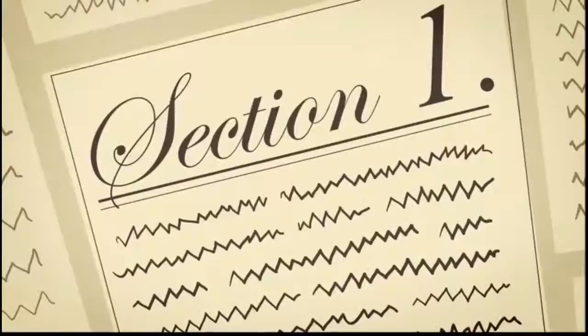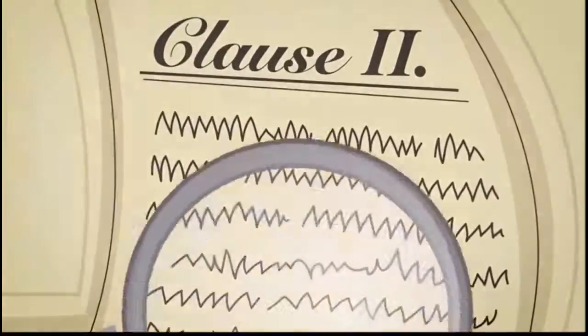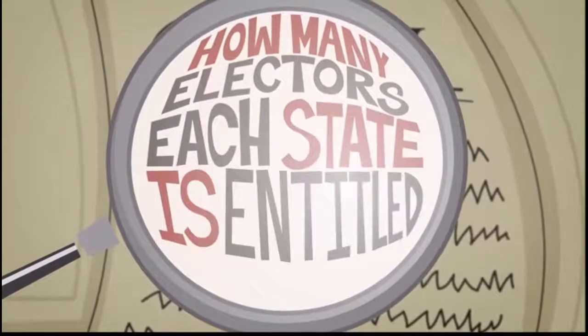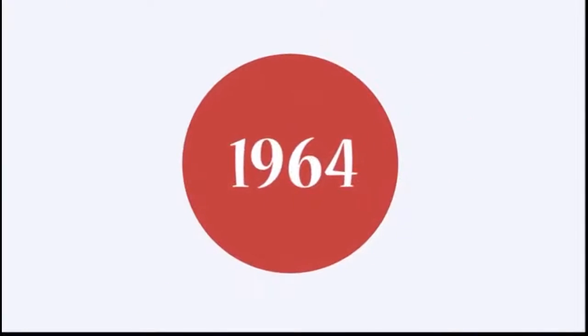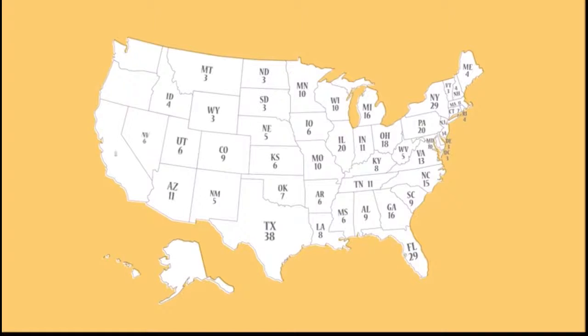Article 2, Section 1, Clause 2 of the Constitution specifies how many electors each state is entitled to have. Since 1964, there have been 538 electors. States even get electoral votes. Each state receives a particular number of electors based on population size.